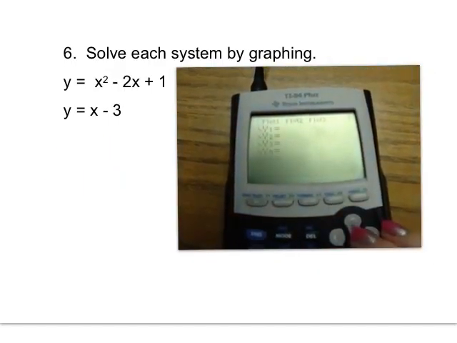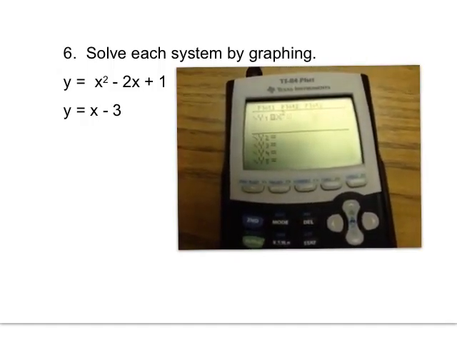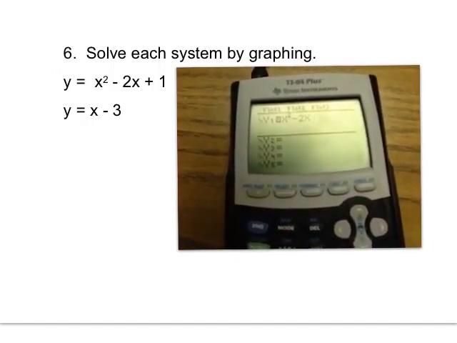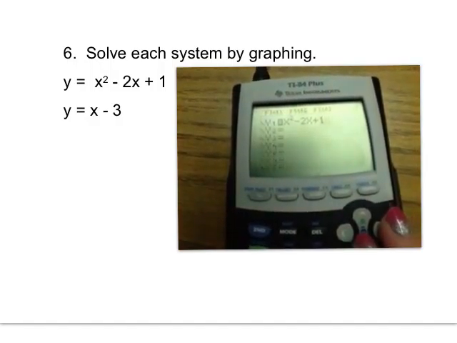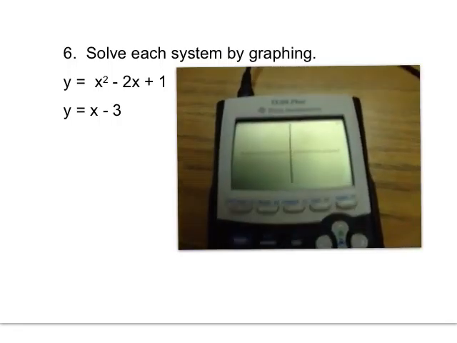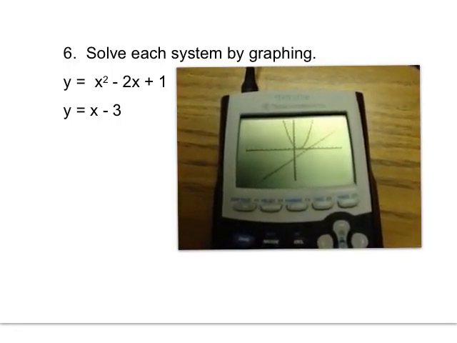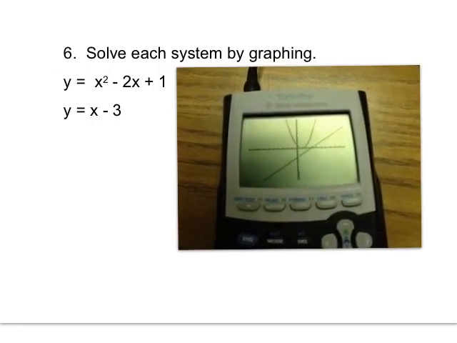Okay, so again, I've cleared the RAM. I'm going to go to y equals and type in my two equations. X squared minus 2x plus 1 and x minus 3. Type them both in, push graph, and there's my parabola. Here comes my line. Uh-oh.